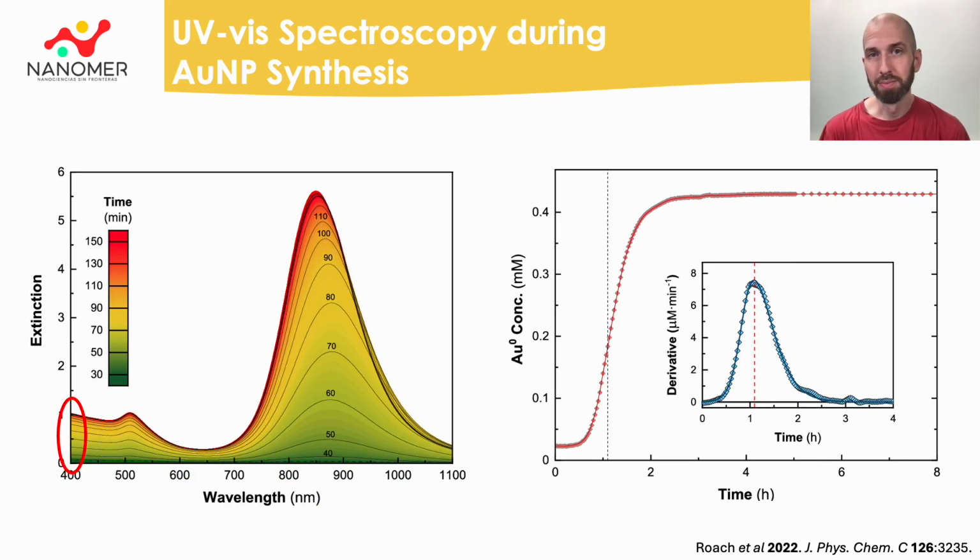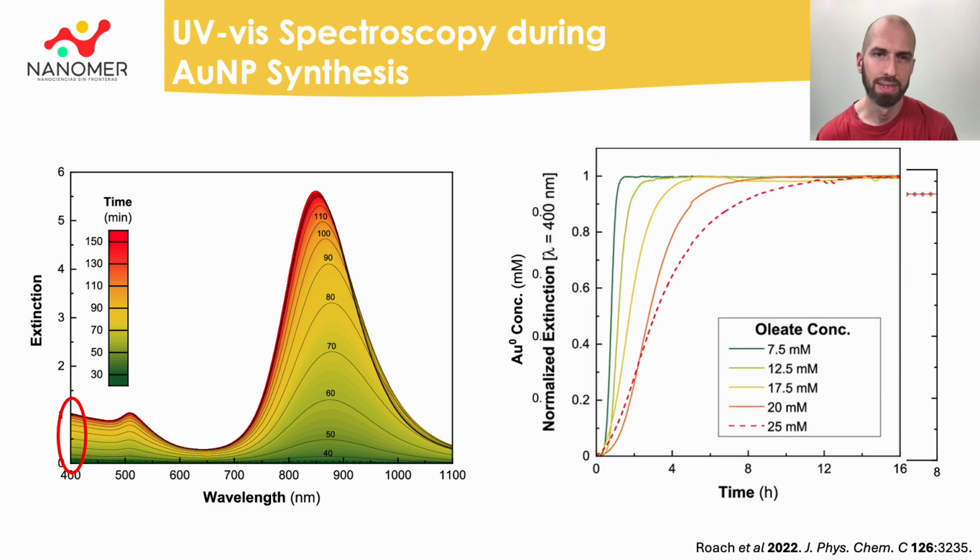So we can then perform this measurement as a kinetic measurement over the entire synthesis. We can directly monitor the kinetics of the reaction, and because we know the conversion factor of the absorbance at 400 nanometers to the concentration of gold-0 in solution, we can convert this to a reaction rate from the derivative of this curve. This is extremely powerful because we can, for instance, compare the kinetics in the presence of additives, such as oleate, which dramatically increases the time scale over which reactions occur.